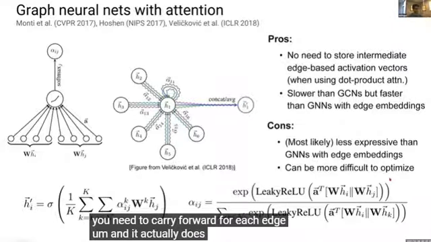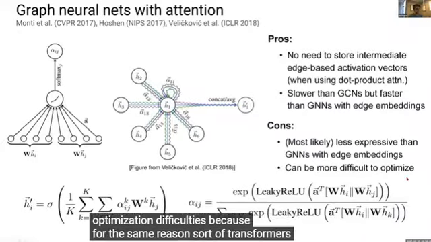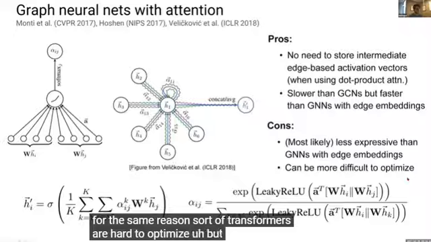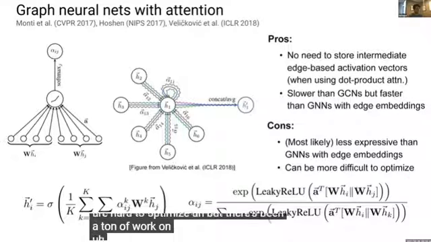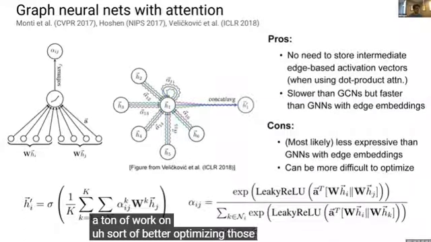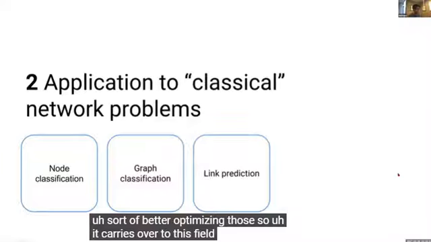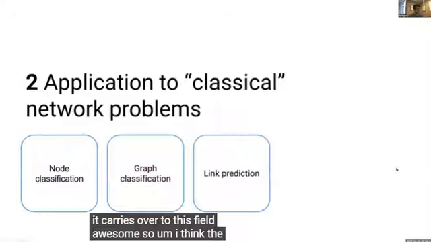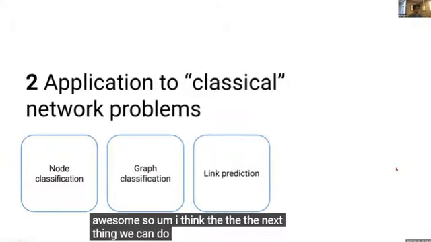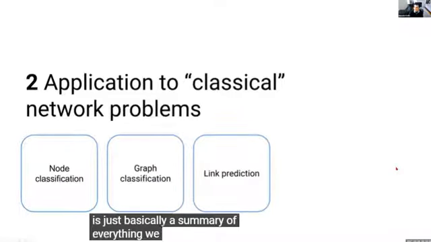And it actually does suffer from some optimization difficulties, for the same reason transformers are hard to optimize. But there's been a ton of work on better optimizing those, so it carries over to this field. Awesome. So I think the next thing we can do is just a summary of everything we talked about.